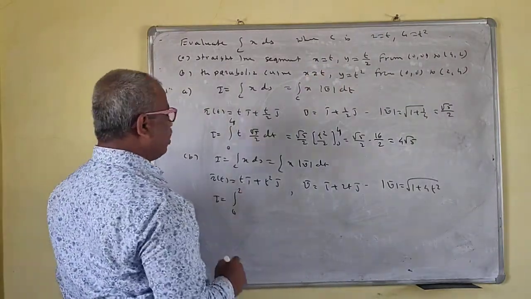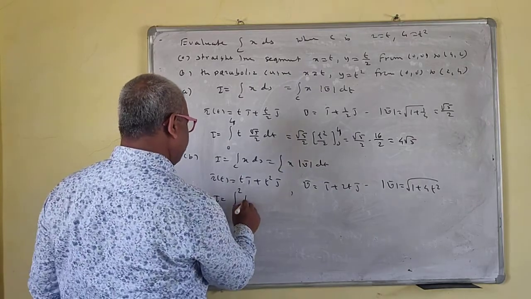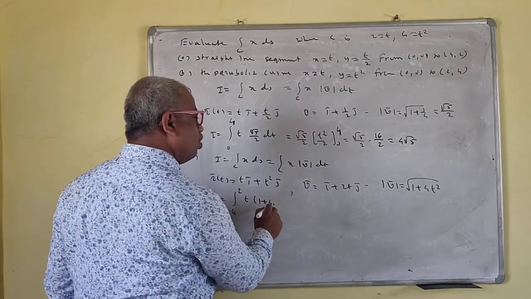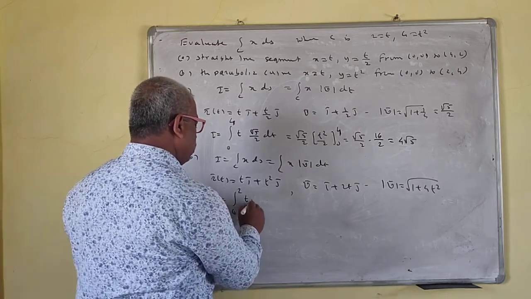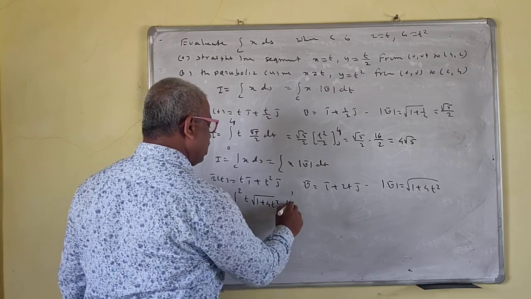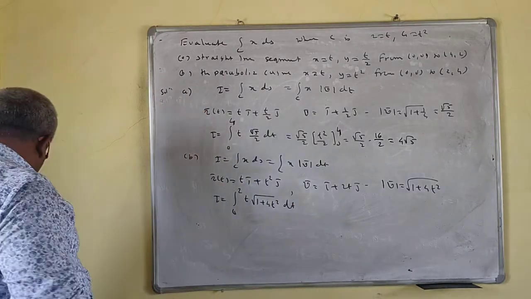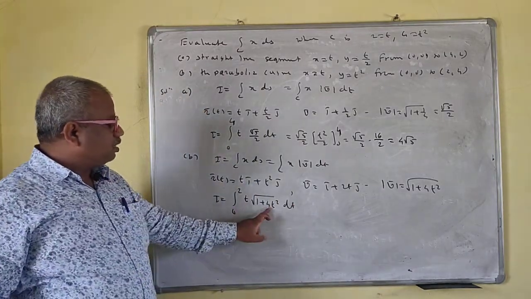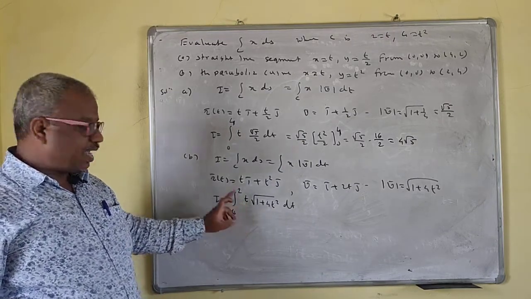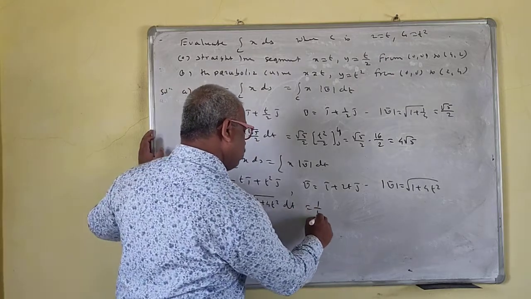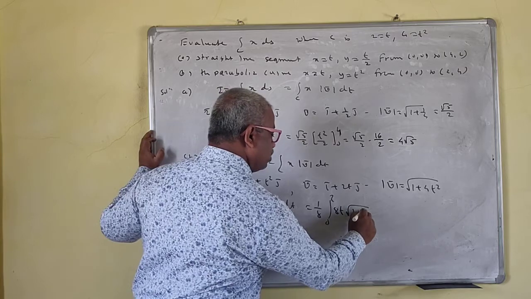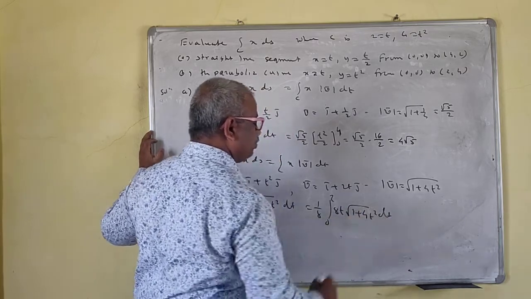So this is 0 to 2. What is your x? x is your t. And your mod of v bar is root of 1 plus 4t square, dt now. What is the derivative of this? This is 8t. So I will adjust 8t here. So this is 1 by 8, integral 0 to 2, 8t root of 1 plus 4t square dt.